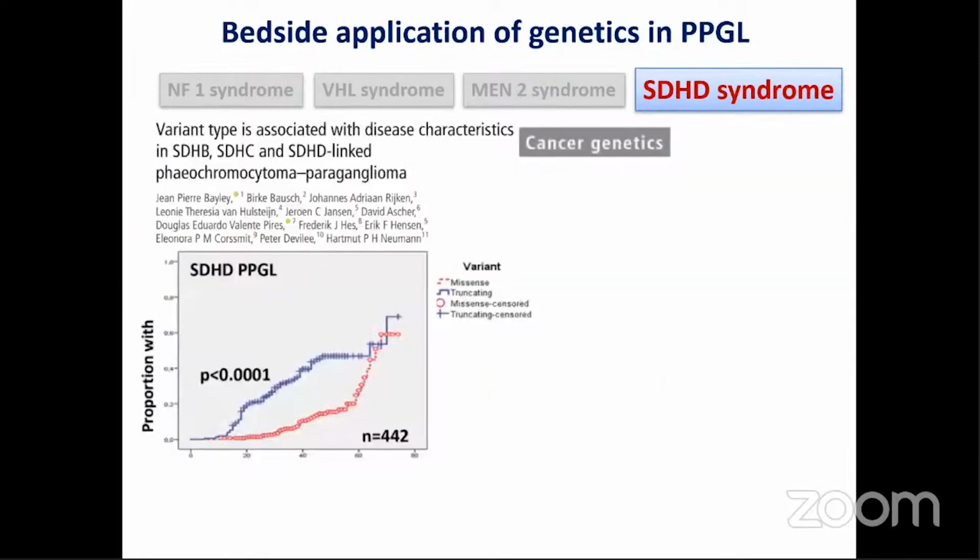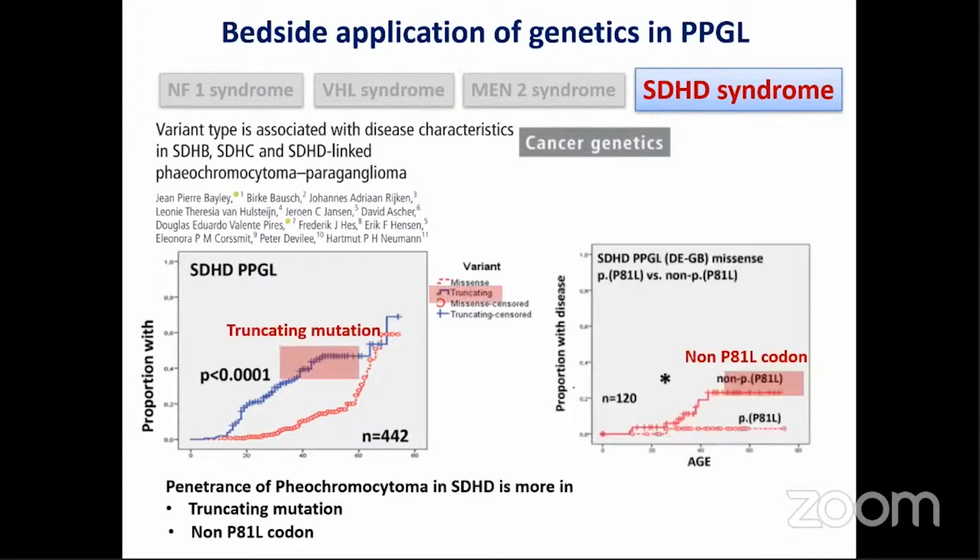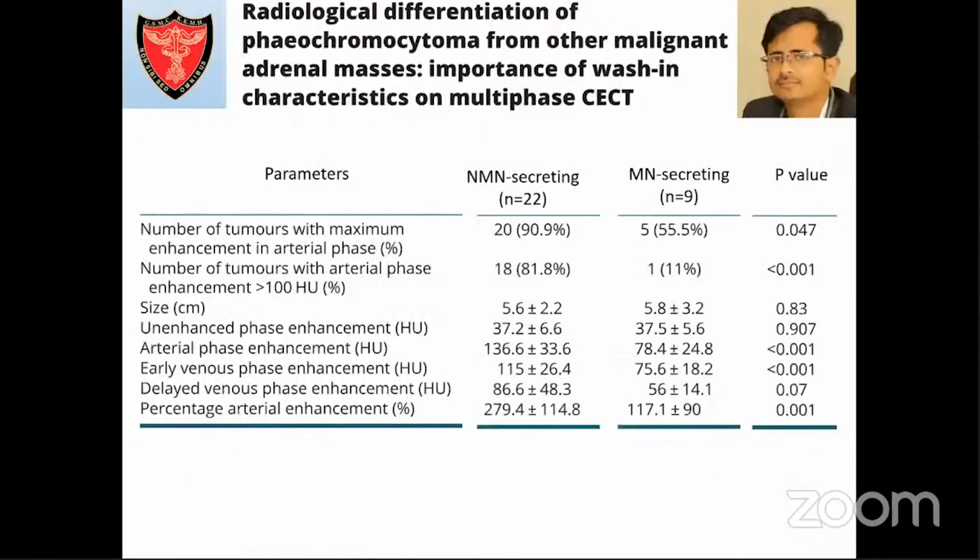So again, if you look at these patients, those who have truncating mutations are more likely to have high penetrance for PPGL. Again, for non-P81L codon mutations have a higher risk for PPGL.